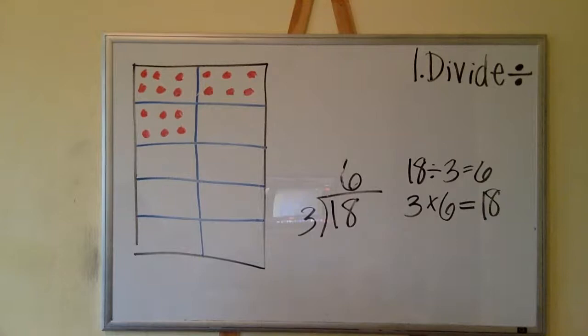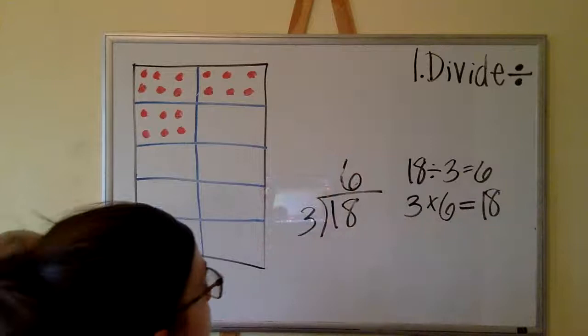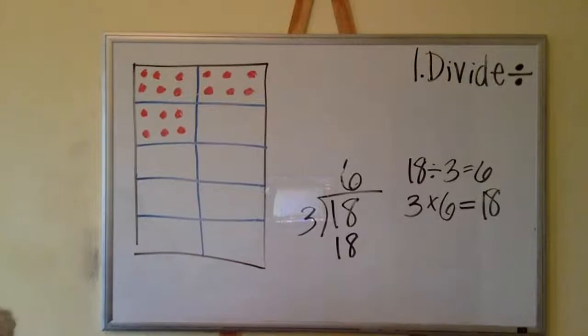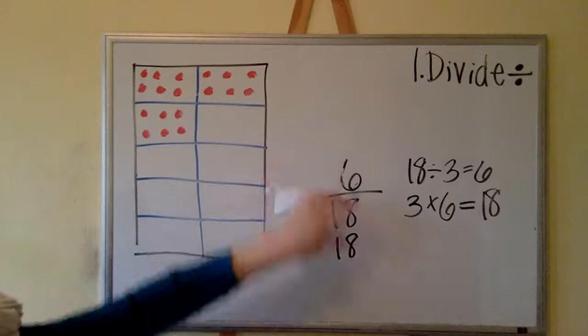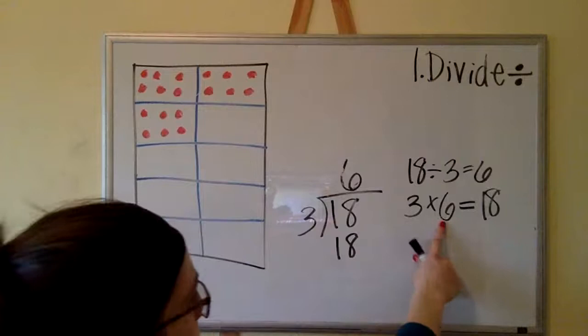So I'm going to focus back here to the division. Okay? This is all going to come together. I'm going to write 18 below that 18 there. Three, six. The product of 3 and 6 is 18, right? 3 times 6 is 18. So the second step in long division is to multiply.